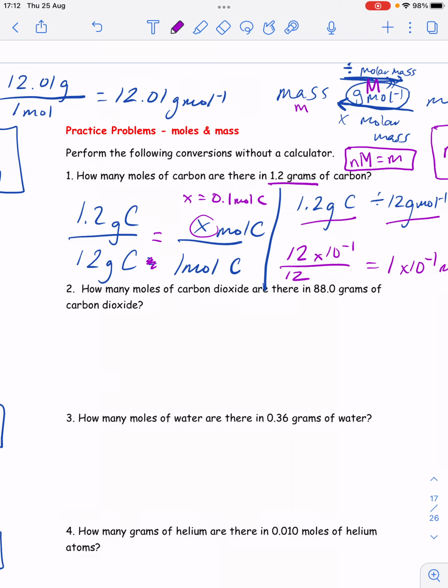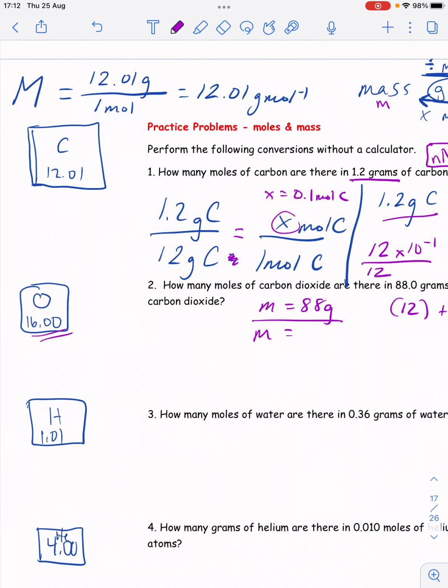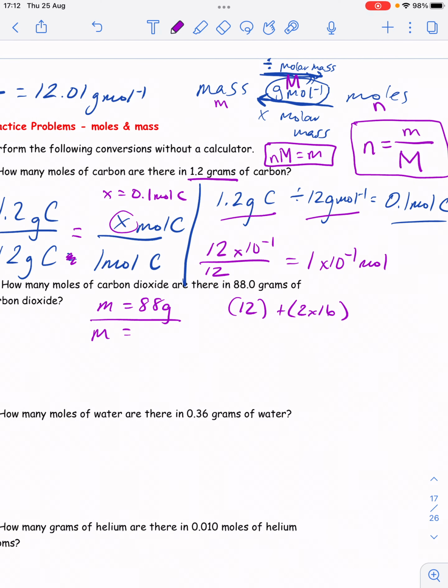How many moles of carbon dioxide are there in 88 grams of carbon dioxide? So our mass is 88 grams. We've got to figure out our molar mass, which is a carbon, which weighs 12, plus 2 oxygens, each of which are 16 from, again, the periodic table. So 2 times 16 is 32, and so we've got a molar mass of 44 grams per mole. If each mole weighs 44 grams, and I've got 88 grams, I've got twice that amount, so I've got an n value of 2. So 2 moles of CO2.